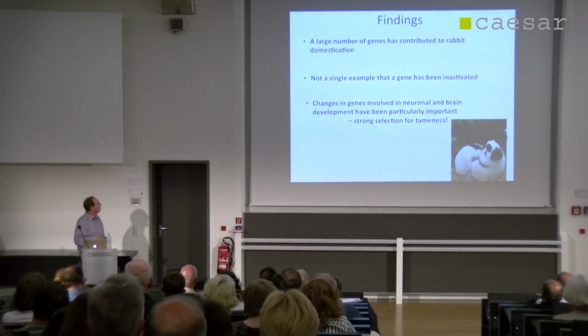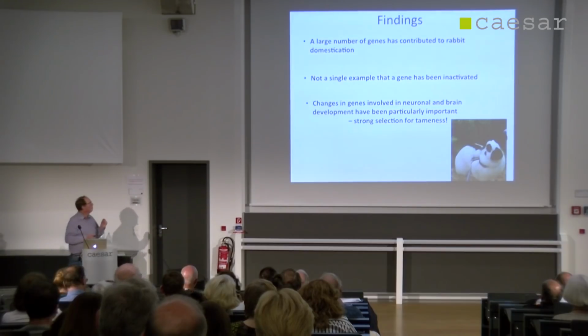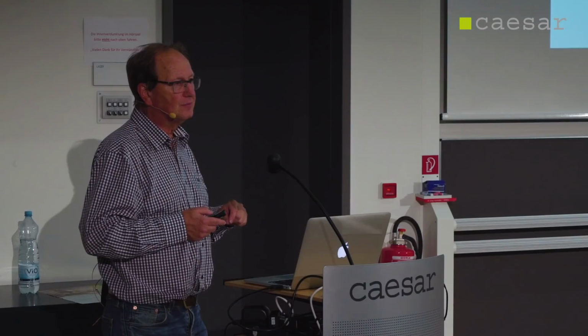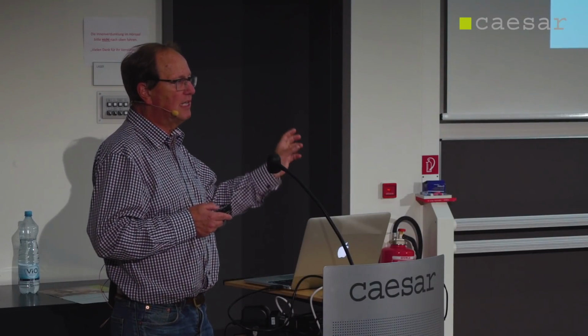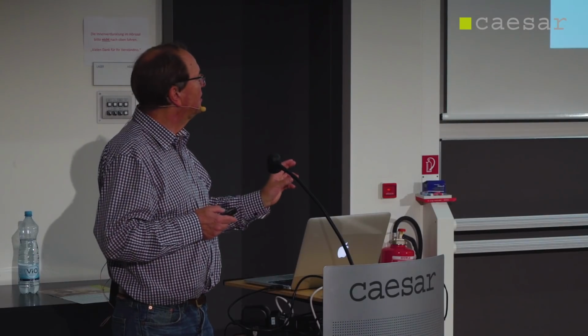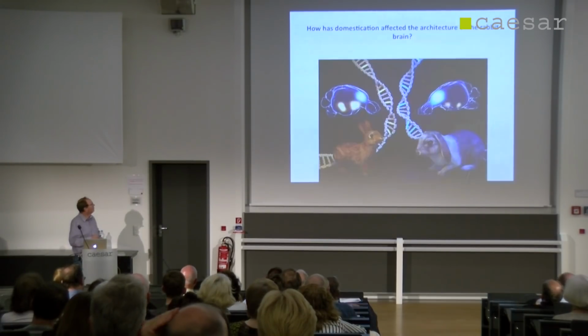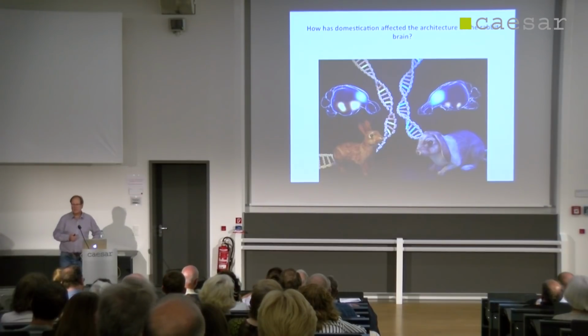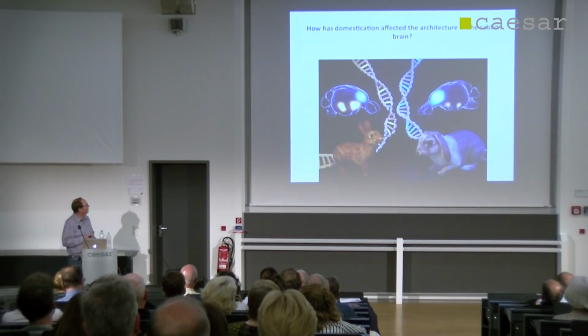But what was very striking is that we primarily saw differences in genes involved in neuronal and brain development. So we saw very strong signatures that genetic changes around these genes seem to be very critical, which is consistent with strong selection for tameness, as you see here. So what we have done very recently is, in fact, ask the question whether domestication has affected the architecture of the rabbit brain.